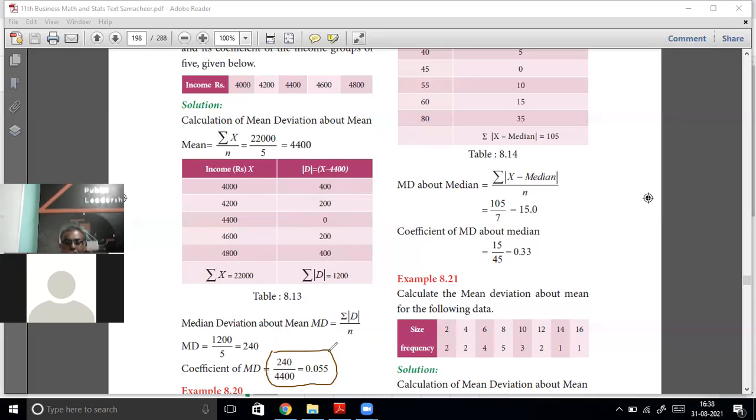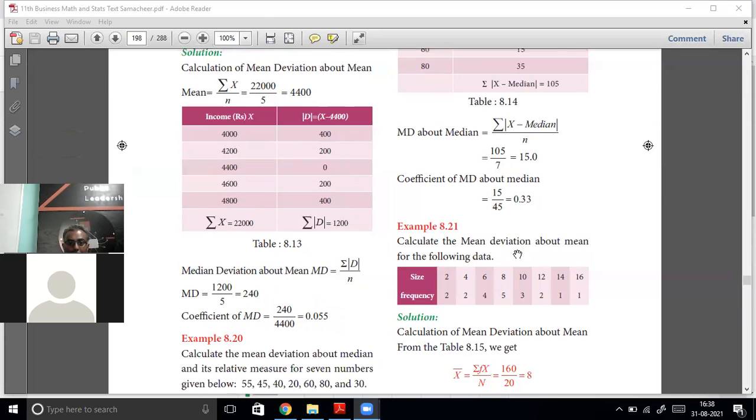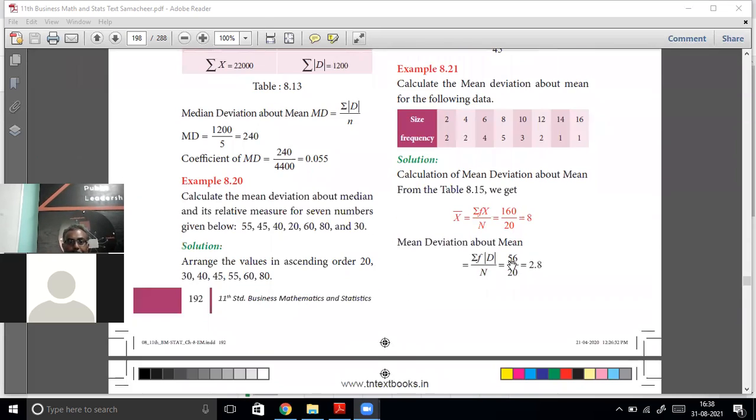Meaning this set has broader values across the central tendency. The deviation is broader than the other one, which is more homogeneous. This is more heterogeneous. Like that it means. You understood? Okay, let's go for example 8.20. Calculate the mean deviation about median. This is mean deviation about median.